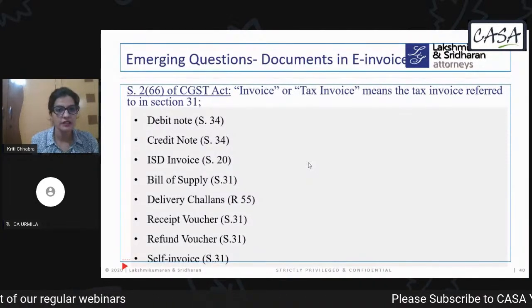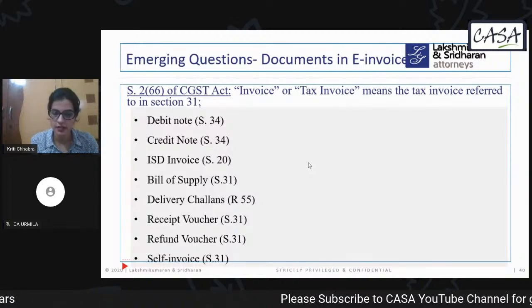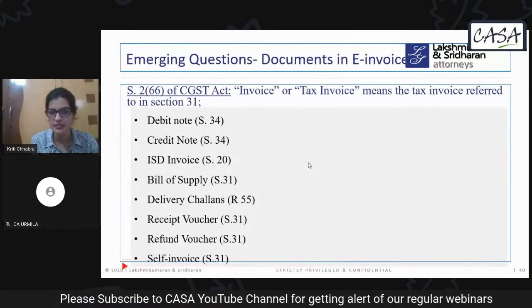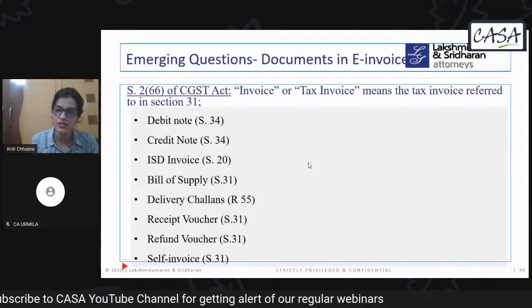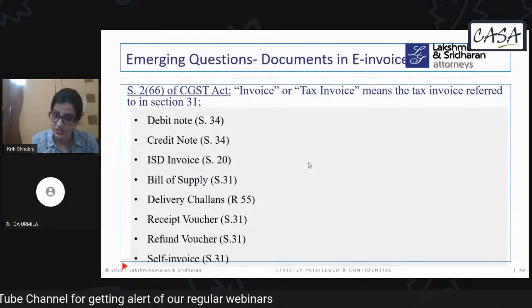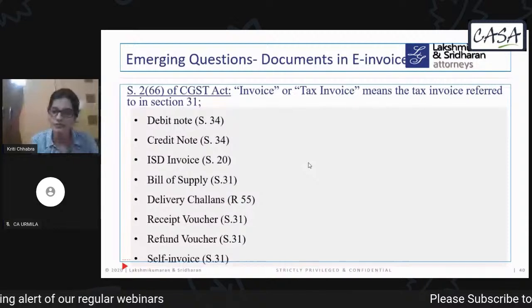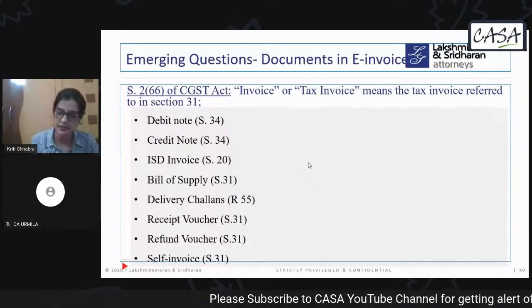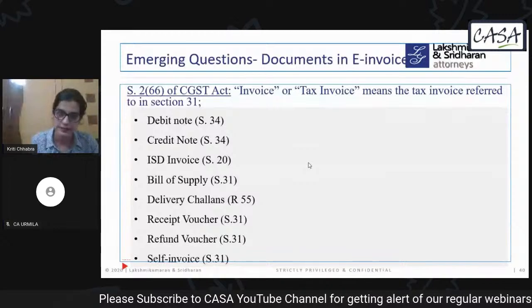Similarly, there is no clarification yet on section 30 on self-invoice raised under section 31, but one can take an argument that since these are not a tax invoice which are issued in respect of supplies to a registered person, therefore the same should not be reported under the IRP portal. However, as I said, some clarity can be expected.